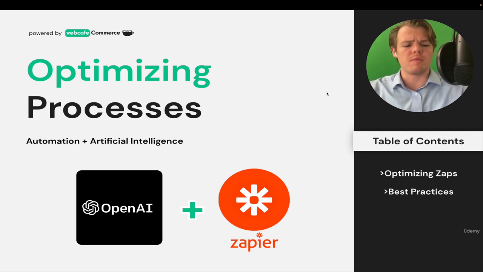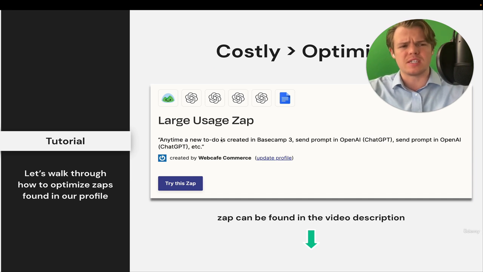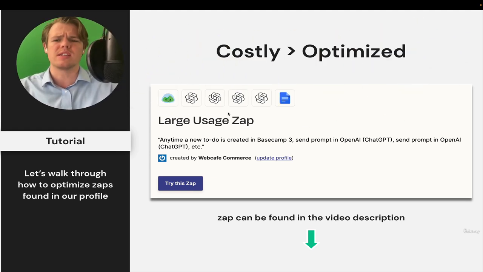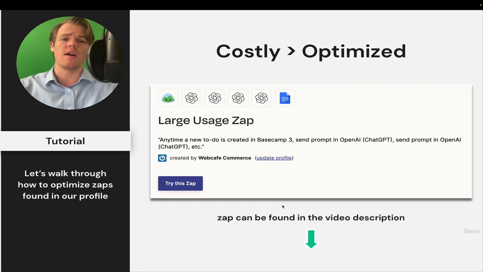Now, what we're going to be doing in this lesson is looking at this specific Zap here, which uses 4 OpenAI steps. The use case is that I've had it build out 4 captions that are specific to the cat niche for cat toys. As you'll notice, the Zap can be found in the description, but not this large usage Zap. The effectively optimized version of this Zap can be found in the description.